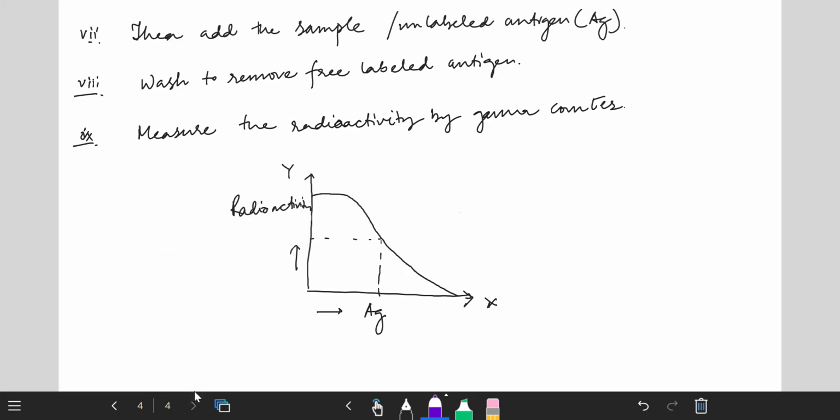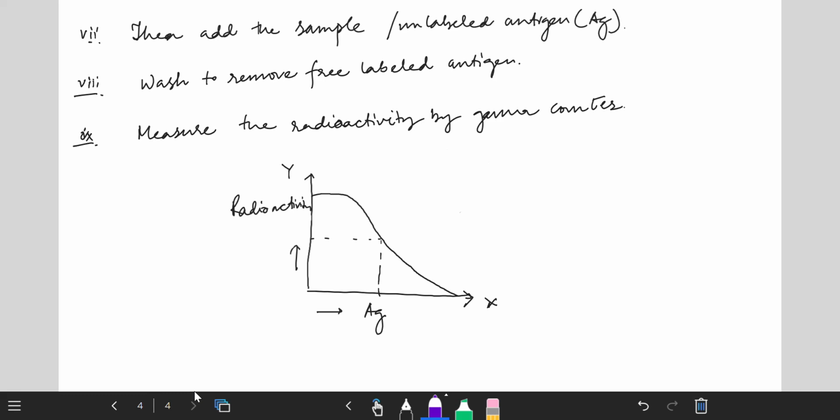After that, add the sample or unlabeled antigen or cold antigen. When the cold antigen is added, obviously the unlabeled antigen will compete with the labeled antigen for binding to that antibody. So obviously there will be free labeled antigen which is displaced. After that, wash with buffer to remove the labeled antigen which is displaced by the unlabeled antigen. Then measure the radioactivity by gamma counter.